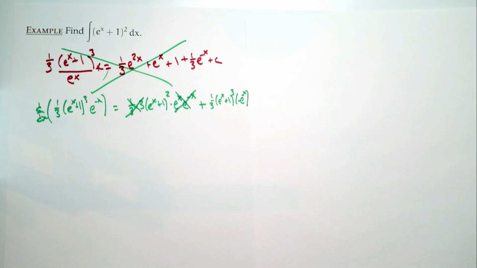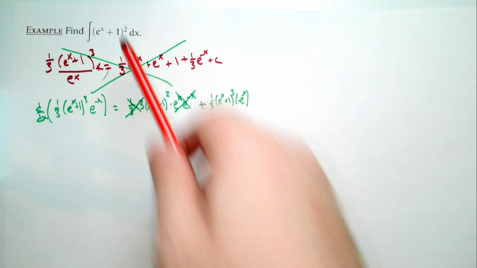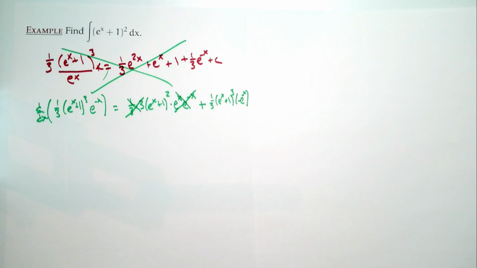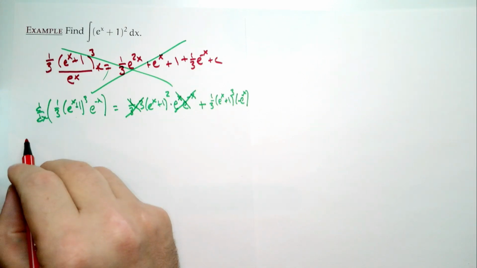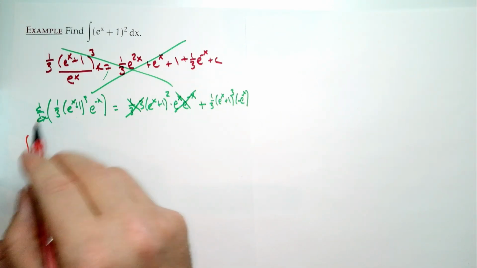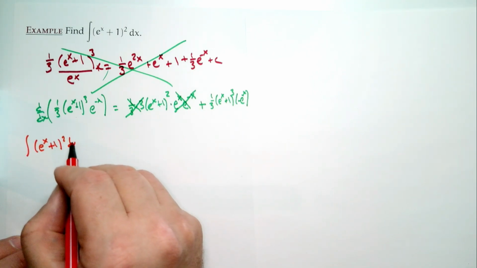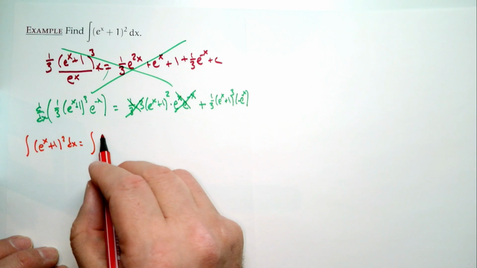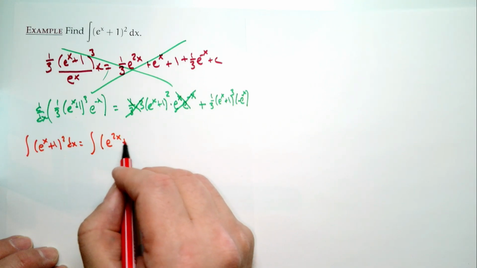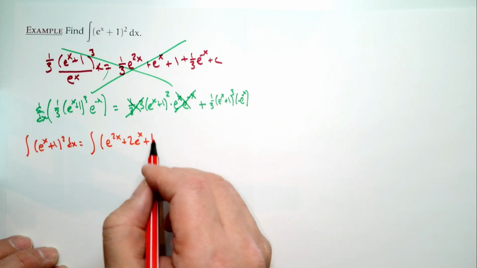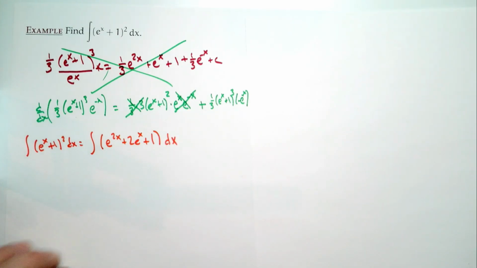I'll give you a hint. There's a square there, so we can square it. We can FOIL, expand. So when I'm asked what's the antiderivative, or if you like, the integral of e to the x plus 1 squared, I can say, well, that's the same as doing e to the 2x plus 2e to the x plus 1, because I can expand it out.